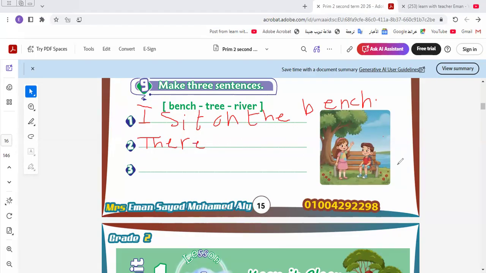In the exam we have a picture and we say write 3 sentences for this picture, and we'll give you the guide words to use in writing these sentences. It will be: I sit on the bench. You say here there is a tree. And he will say here there is a river. Okay.